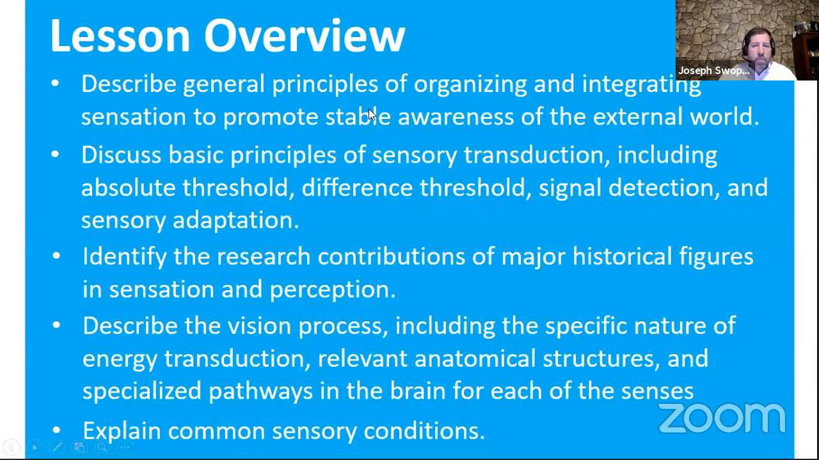So for these 5 bullet points, describe general principles of organizing and integrating sensations to promote. That's a lot of words to discuss. What we're going to do is define sensation and how it turns into perception, because sensation and perception, while they overlap, are 2 very different things. And then in the second bullet point, we're looking at this word transduction. And within that, we have 4 or 5 very important concepts: absolute threshold, difference threshold, signal detection, and sensory adaptation.